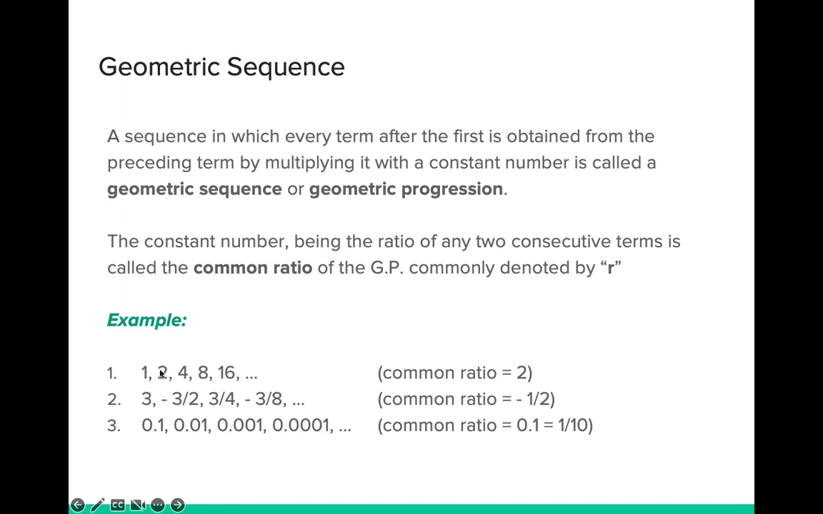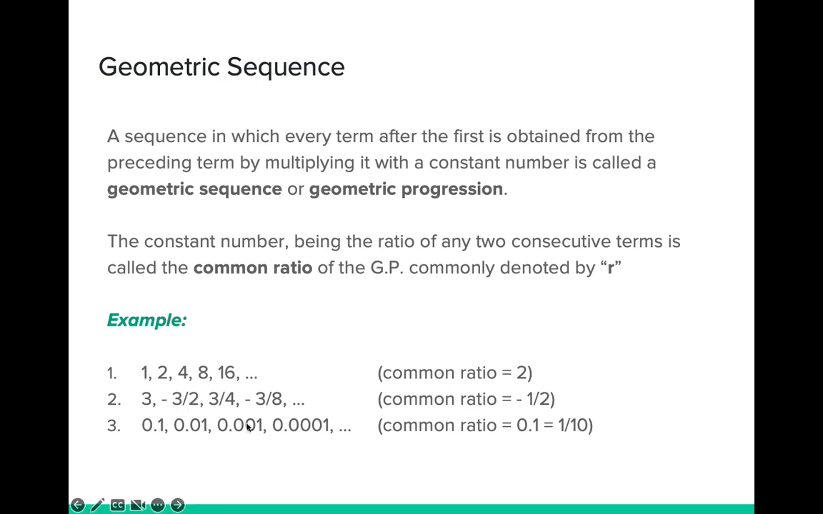Okay, so we have 2 divided by 1, that will give you 2. 4 divided by 2, that will give you 2. 8 divided by 4, 2, and so on. What about for this sequence? We have the sequence 3, negative 3/2, negative 3/4, negative 3/8. So what is the common ratio? If you divide this term by its preceding term, it is negative 1/2.